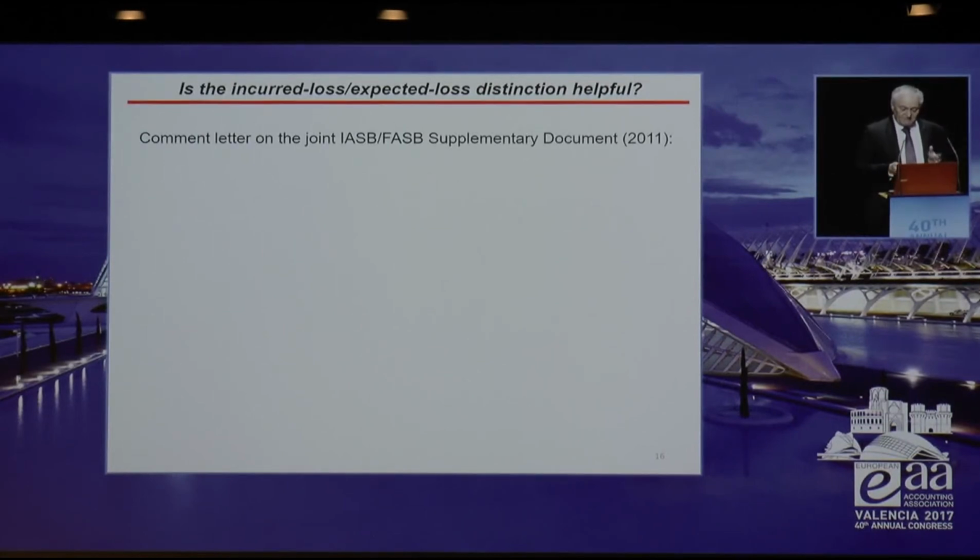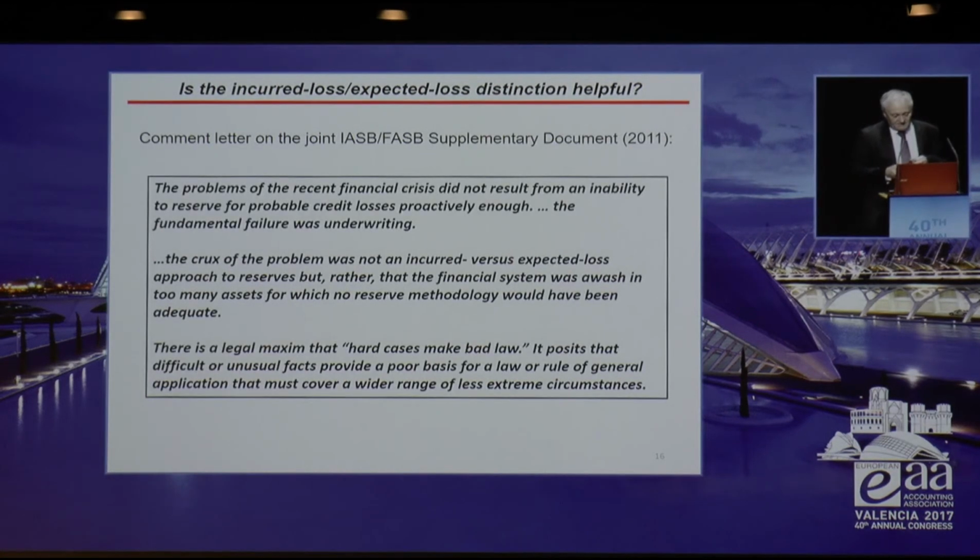There is this quote I'm just going to put up here from one of the comment letters on the IASB supplementary document. This is an American investment bank making what I think is a very important point here, which is relevant to all sorts of things. They make the point that the financial crisis was not caused by inability to reserve in a timely manner for credit losses. The crux of the problem wasn't whether we had an incurred loss model or an expected loss model. The crux of the problem was there were just too many bad loans.